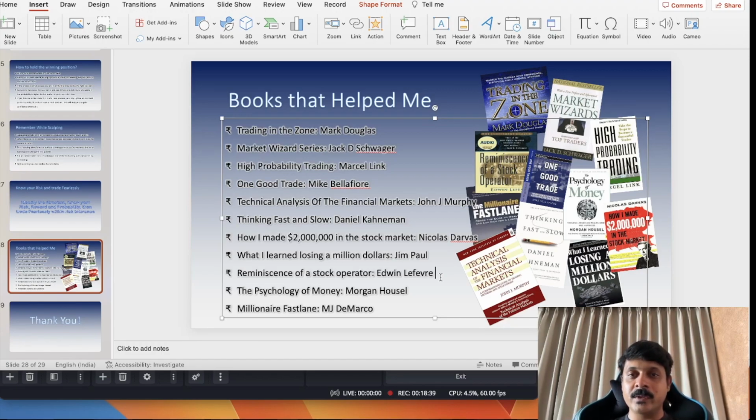Every sentence in that book is a quote, and amazing. I don't have a word for it. Amazing book. It can literally tell you the things about stock operation and stock market trading and a lot of things. Very good one. And The Psychology of Money, Morgan Housel. It's not about trading, but it's about money and money psychology.